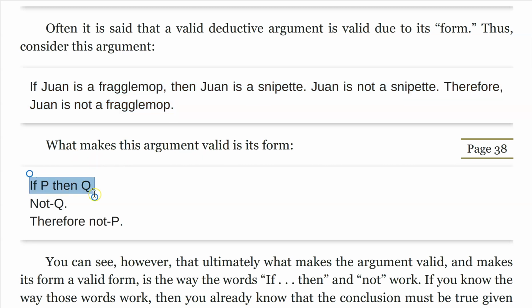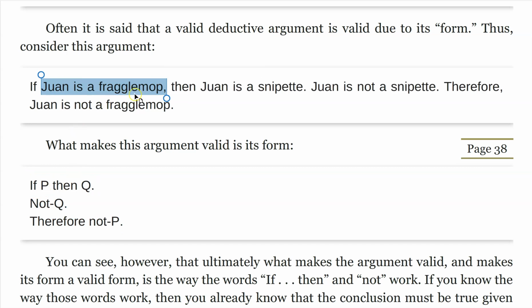And we're going to be seeing a lot of this. So if P, then Q. Not Q, therefore not P. And philosophers like to use P and Q. I will try to keep the letters somehow relating to the sentences, just to make it a bit easier for you guys to learn how to write things in this form. But we can see if we assign P to this first bit, right? Juan is a Fraggle Mop, becomes P.